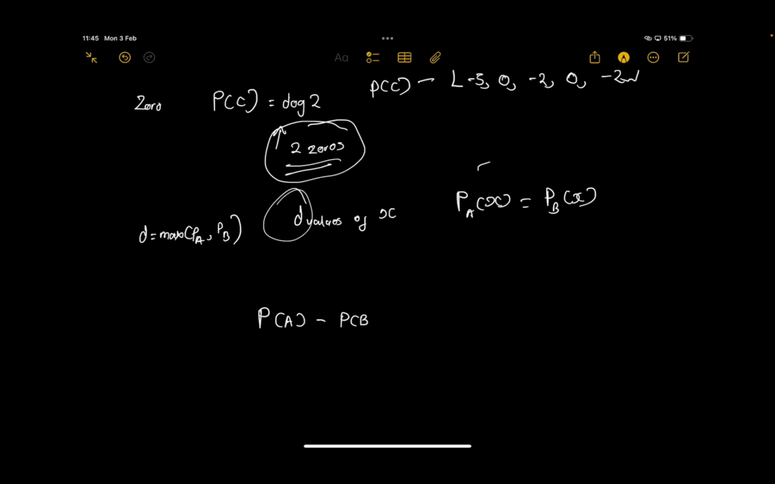So P of C, the degree of this polynomial, is the maximum. The maximum degree of this polynomial is the maximum degree of either A or B. So if this was a degree 3 polynomial and this was a degree 2 polynomial, then this would be at most a degree 3 polynomial. It cannot be more than this. Can it be less? It can be less. The degree of this polynomial can be less than or equal to. Exactly.